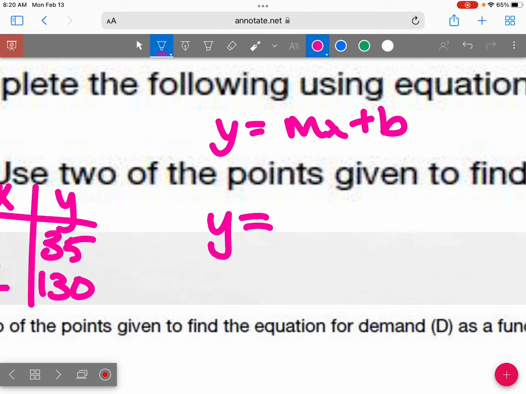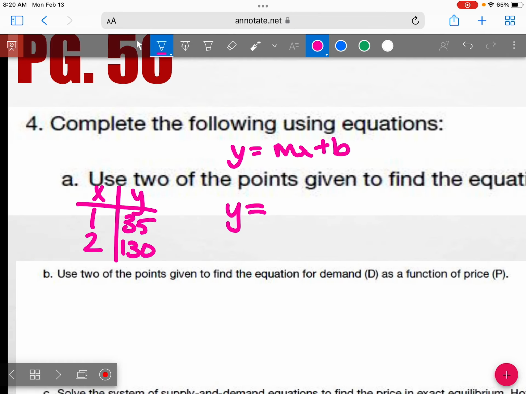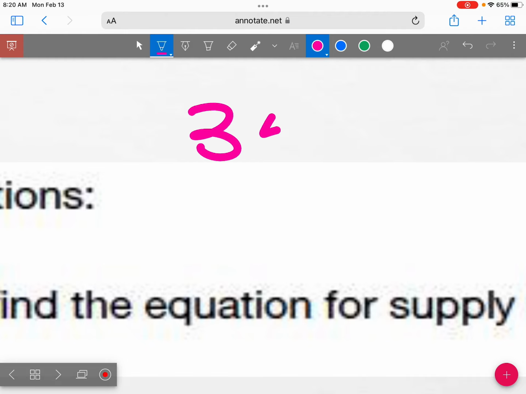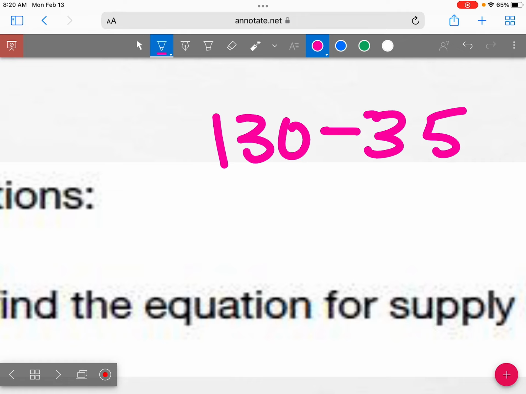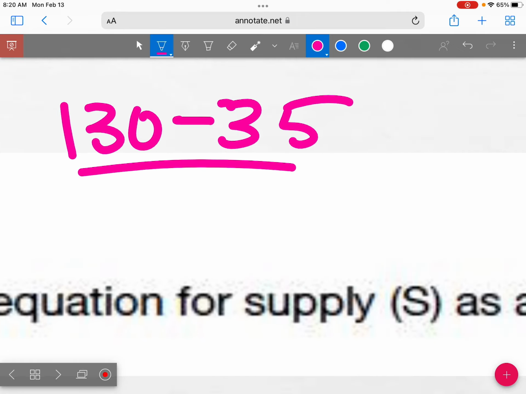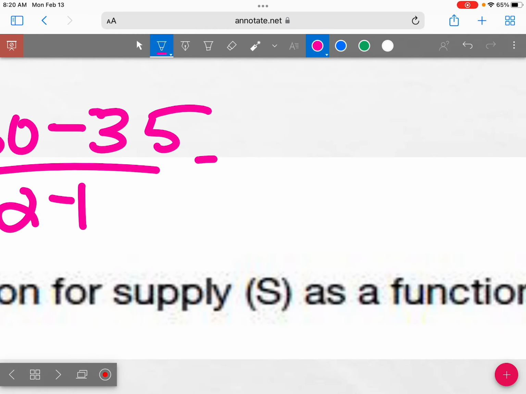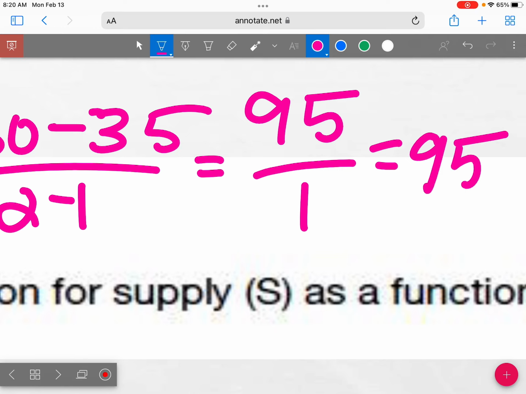130 minus 35, right? Because how do we find our slope? It's the change in what over the change in what? Change in y over change in x. So in this case, you did 130 minus 35, which would be our change in y, right? And then we would do a change in x on the bottom, but that is just 2 minus 1, which is what? It's just 1. So we just have 95 over 1, which is the same thing as 95. Does that make sense? So our slope you got is 95, correct?